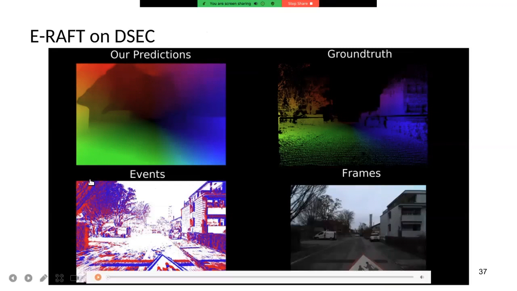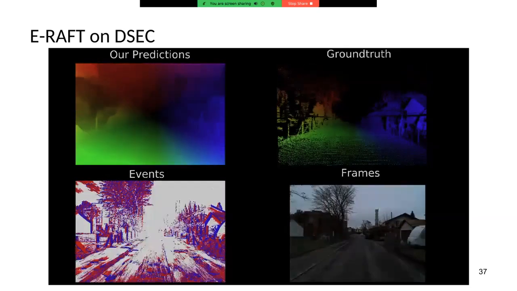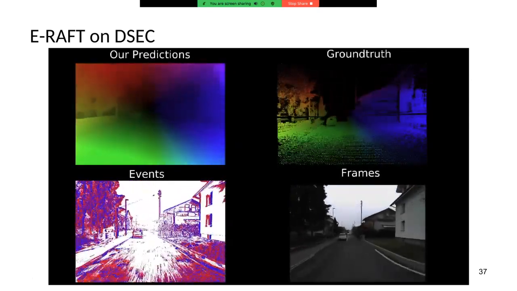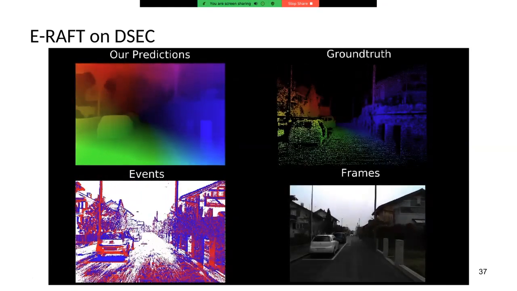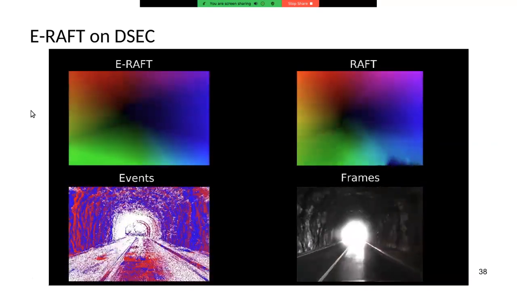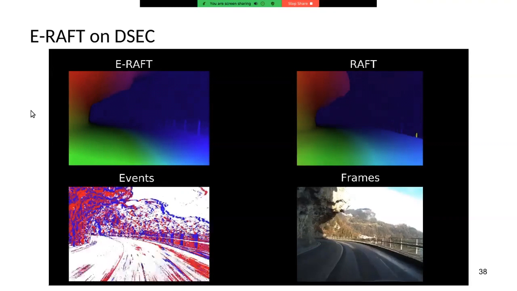And well, how does it look like? Let's see. These are the predictions from our model on the top left. And you can see that you can basically see the structure from motion, essentially, that you get from the events. And the reason for this is that the data is just substantially better when you do supervised learning. And here we drive through a tunnel, and here you can see this HDR scene where the RAFT baseline struggles a bit because of the overexposure in the global shutter frames.